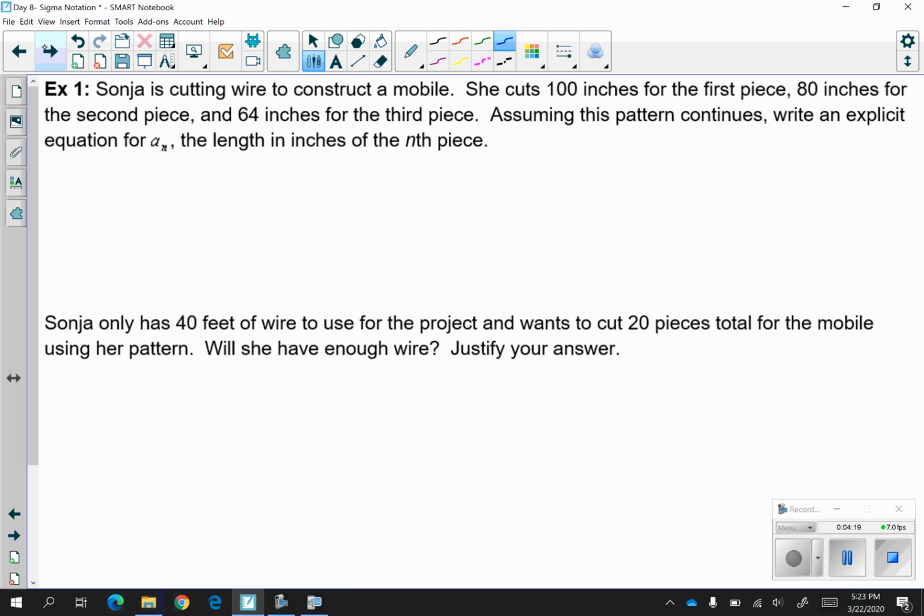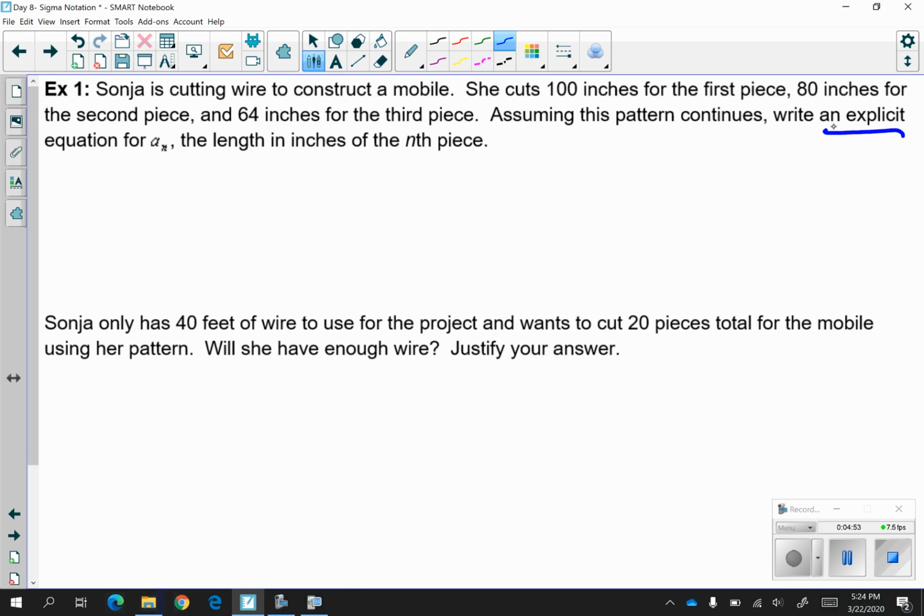So going on to a very recent, I believe this was the January Regents problem. We have that she's cutting wire to construct a mobile. She cuts 100 inches for the first piece, 80 inches for the second piece, 64 inches for the third piece, and we're assuming that this pattern continues. They want you to write an explicit equation for a sub n, the length in inches of the nth piece. So they're telling you explicit formula, which means look at your reference sheet.